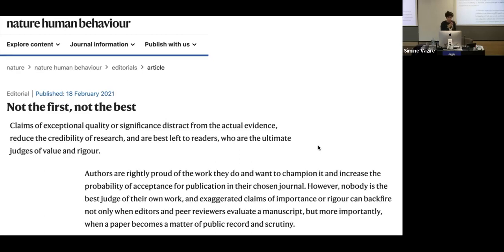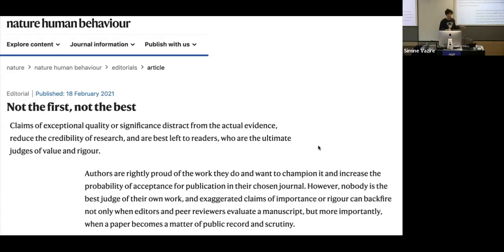They go on to say authors are rightly proud of the work that they do and do want to champion it and increase the probability of acceptance for publication in their chosen journal. However, nobody is the best judge of their own work. And exaggerated claims of importance or rigor can backfire, can actually make you sound less credible, not only when editors and reviewers evaluate a manuscript, but more importantly, when a paper becomes a matter of public record and scrutiny. I think this is very idealistic.